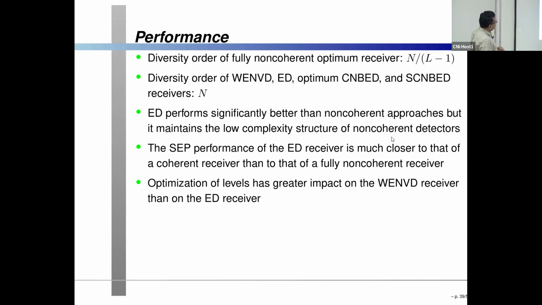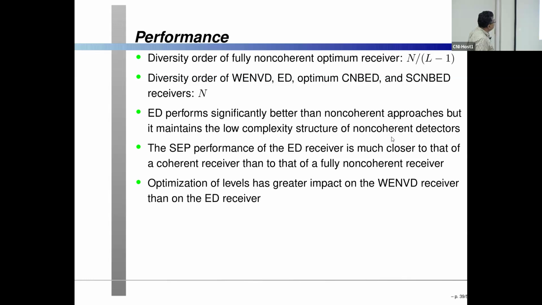I did not calculate it for the optimum channel magnitude based receiver, but the rest are all calculated. So that is the biggest advantage, you can get full diversity order. Though the general advice is not to be obsessed by diversity order, it's still a parameter which many people are interested in knowing. With partial CSI, you can get full diversity order, just like a coherent receiver. Of course, ED performs significantly better than non-coherent approaches, but it maintains the low complexity structure of non-coherent detectors. That is another advantage of the ED receiver particularly.